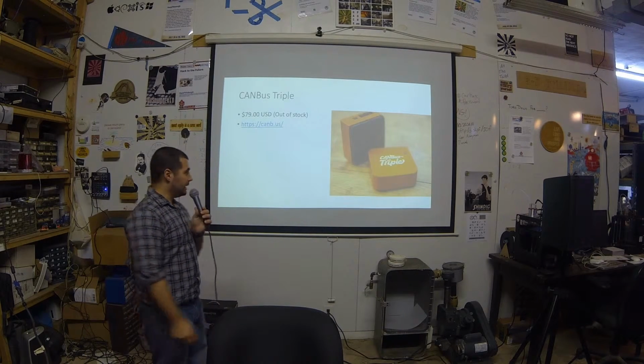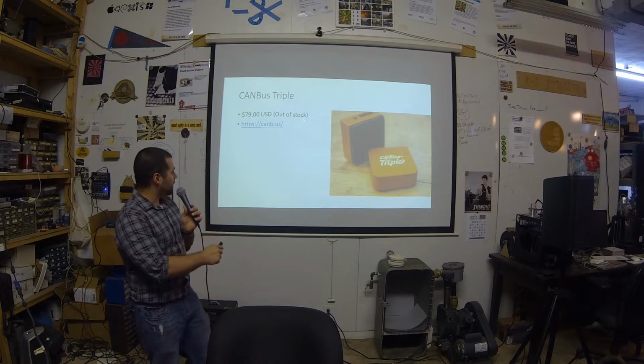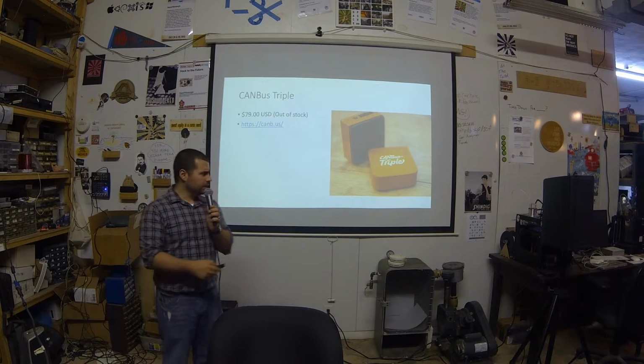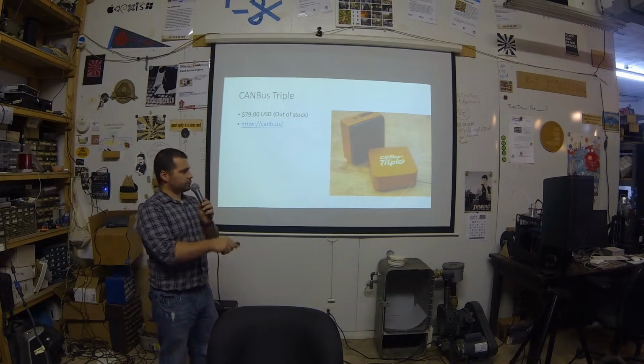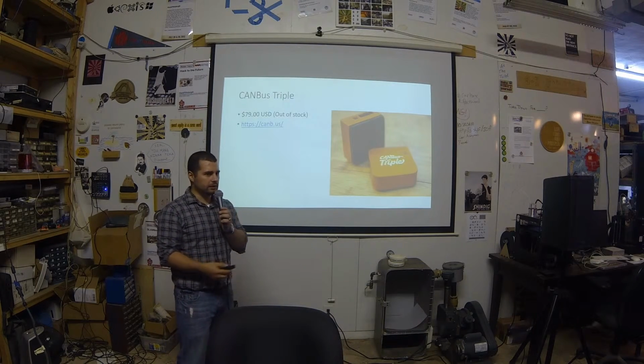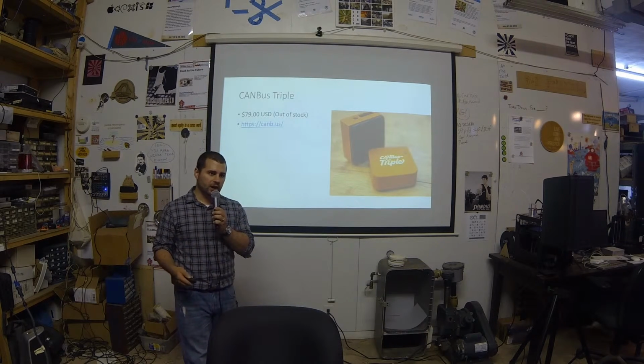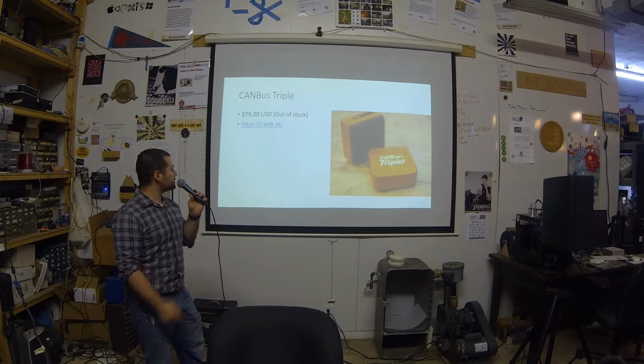Again, this is the CAN bus triple. It's out of stock. The price might have actually dropped too, I'm not sure, but it looks like that. There's also an aluminum case one, and there's a pretty big community around it, and the applications go pretty far. It's very interesting stuff.